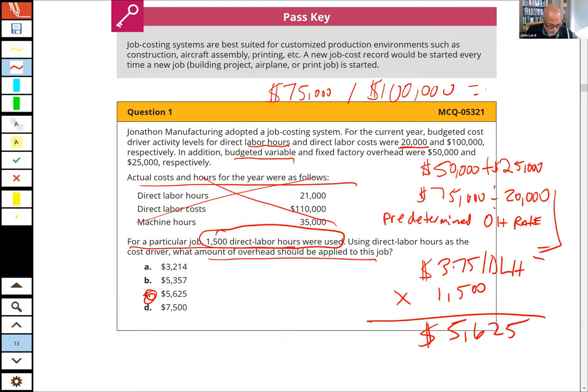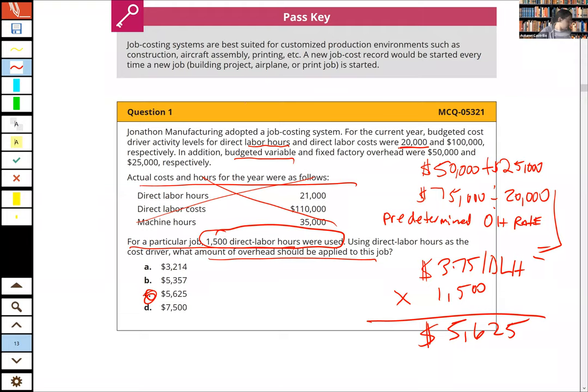So they would have given us something other than telling us that 1,500 direct labor hours were used. Because they tell us 1,500 direct labor hours were used, that tells us to use the 20,000 instead of the other thing, right? Correct. If they had said that there were $1,500 of direct labor costs, then I would have had to do this calculation up here: 75,000 divided by 100,000 was 75 cents per direct labor dollar.